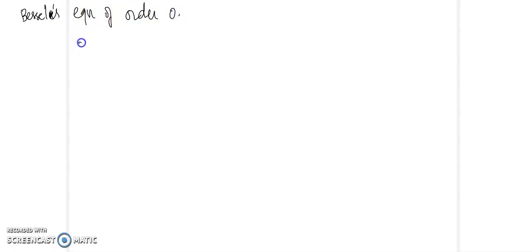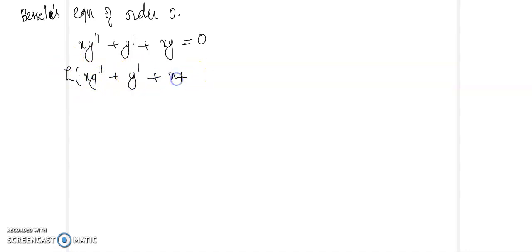So the equation is x y double dash plus y dash plus xy equal to 0. Now when you take the Laplace transform, you get L of xy double dash plus y dash plus xy equal to 0. So the Laplace transform of xy double dash will be minus d by dp of p square Y minus p. So here you have y of 0 equal to 1.